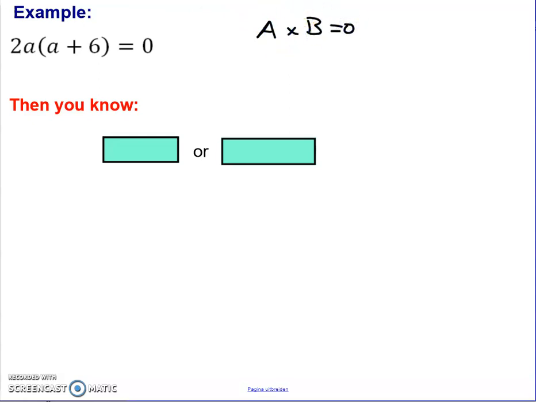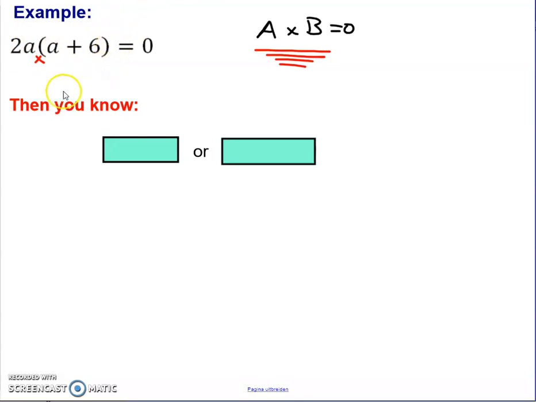Let us take a good look. When you look at this part of the equation, you see two factors. The first factor is 2a times a plus 6. So indeed, this equation is written in the form A times B is 0. So then I am able to use this rule. When you multiply two factors and the solution is 0, then you know either this part has to be 0 or that part has to be 0.